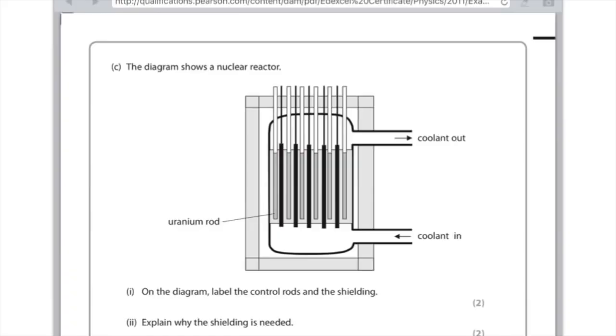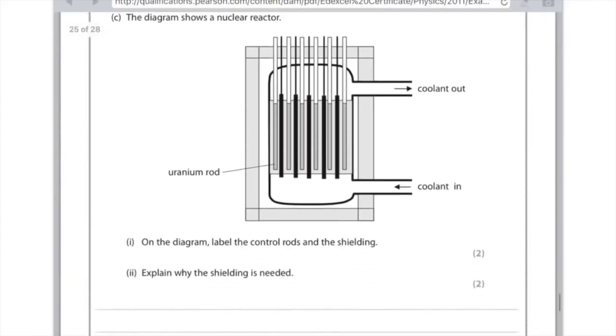C. The diagram shows a nuclear reactor. On the diagram label the control rods and the shielding. So the black things hanging down here are the control rods, and the shielding is the box on the outside which prevents excess radiation getting out.